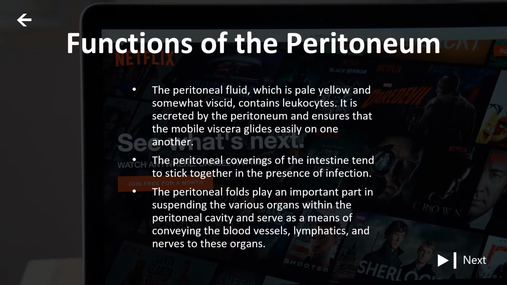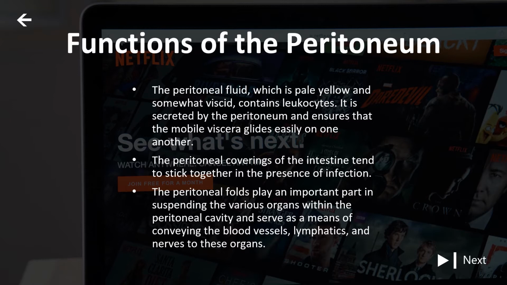The peritoneal coverings of the intestine tend to stick together in the presence of infection. The greater omentum, which is kept constantly on the move by the peristalsis of the neighboring intestinal tract, may adhere to other peritoneal surfaces around a focus of infection. In this manner, many of the intraperitoneal infections are sealed off and remain localized.